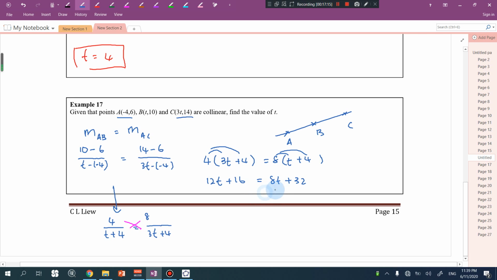Okay. So now we just group the T together. 12T minus 8T. 32 minus 16. So this is equal to 40. And this is equal to 16. Correct? Okay, so T will be equal to 16 divided by 4, which is equal to 4. You see, we get the same answers. So this question, you can use this method or the method I showed you just now. Both will give you the same answers.